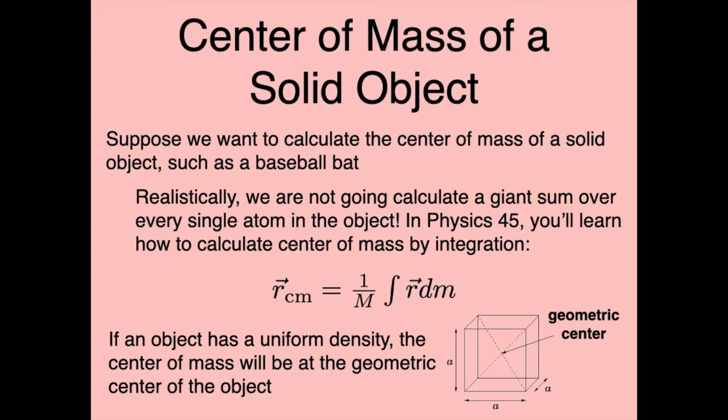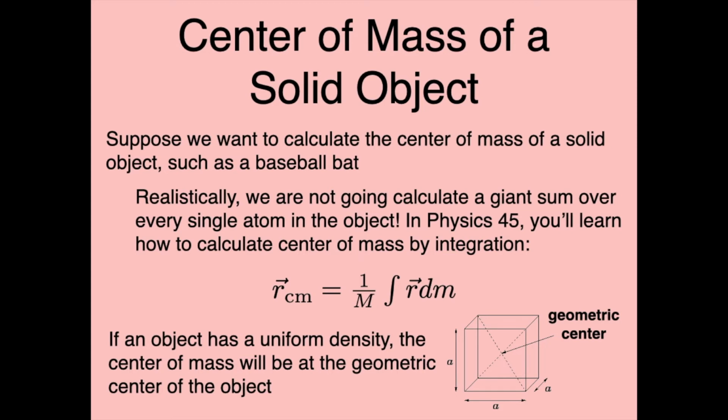But realistically, you're not going to do a sum over every single atom in the object. That's just not feasible. That's not a smart way to think about this problem. Instead, the way you do this in practice, if you have a solid object and you want to know where the center of mass of that solid object is, you do an integral. We're not going to get into this in this class, how you do integrals to find the center of mass. We will talk about this in Physics 45, so you will eventually have to know how to do this, but for now, we're going to leave it alone.